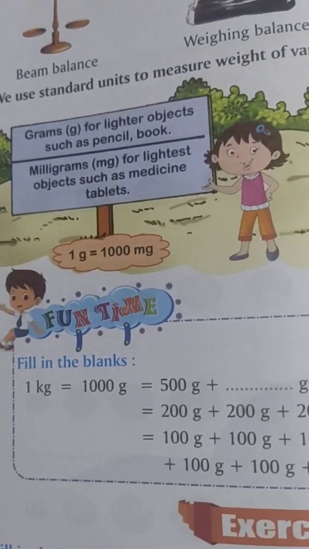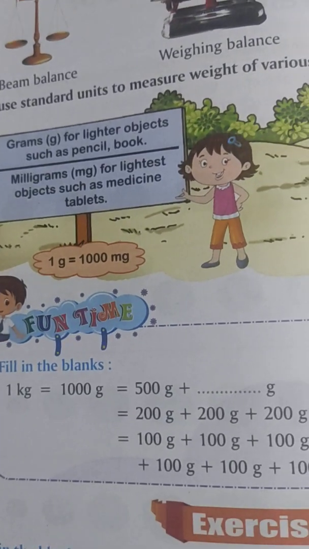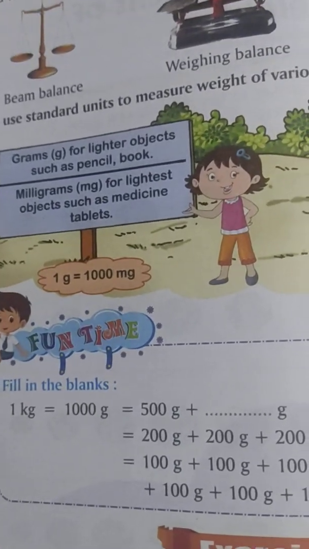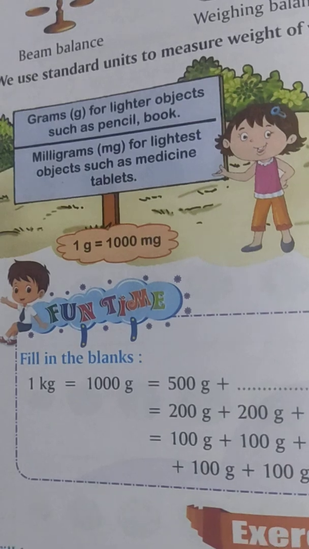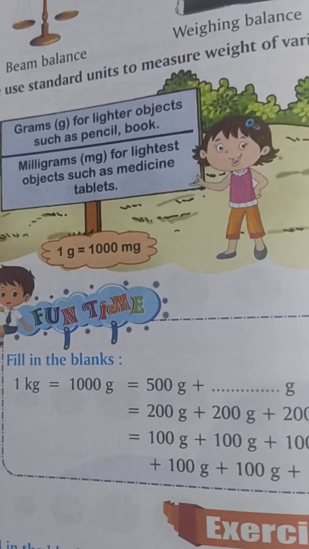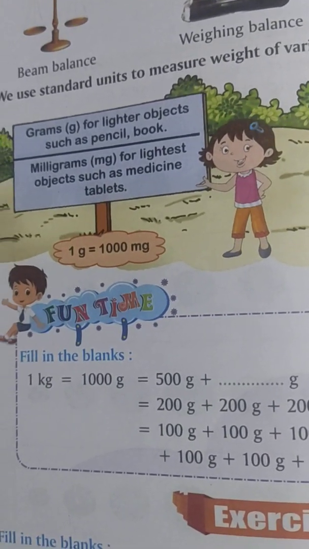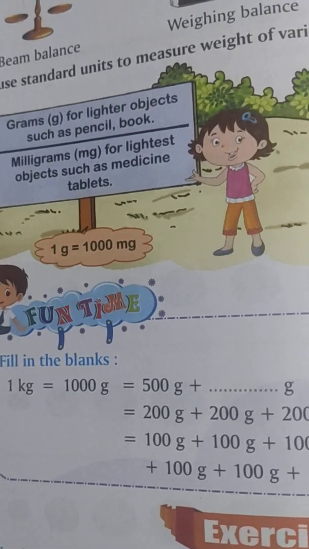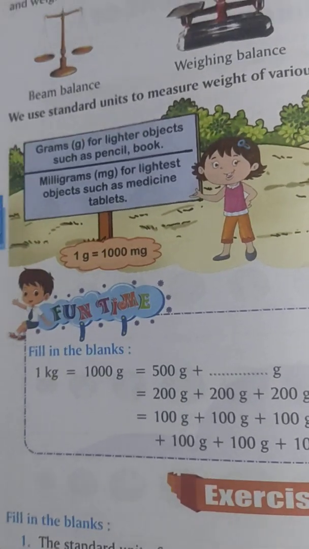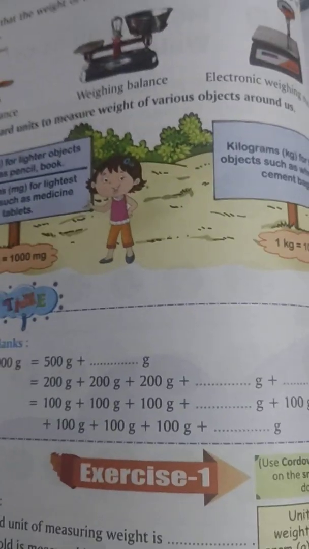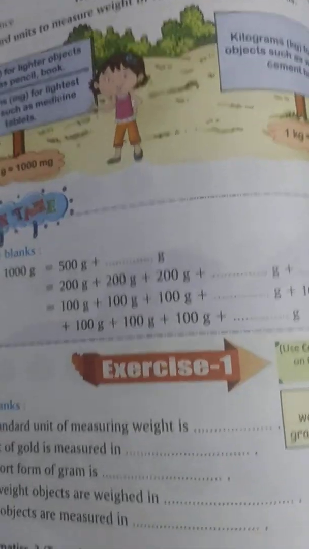Now the relationship between 1 kg and gram is 1000 and the formula remains the same. To convert bigger unit into smaller, we are going to multiply, and to convert smaller unit into bigger, we are going to divide. Now there is exercise 1 which you have to do it yourself.